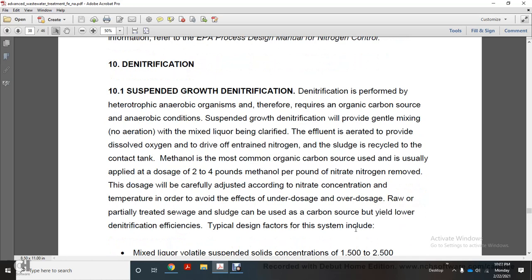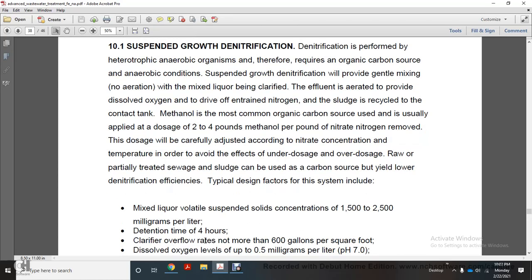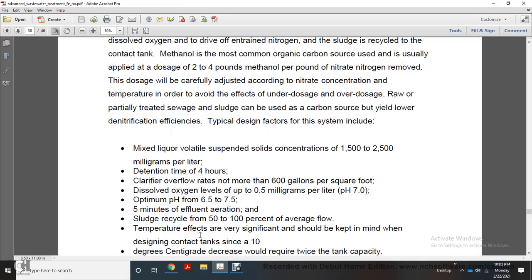Typical design factors for systems include mixed liquor volatile suspended solids concentration of 1500 to 2500 milligrams per liter, detention time of 4 hours, clarifier overflow rate of no more than 600 gallons per square foot, dissolved oxygen level up to 0.5 milligrams per liter, pH of 7 with optimum pH 6.5 to 7.5, 5 minutes of effluent aeration, and flow recycle of 50 to 100% of the average flow.